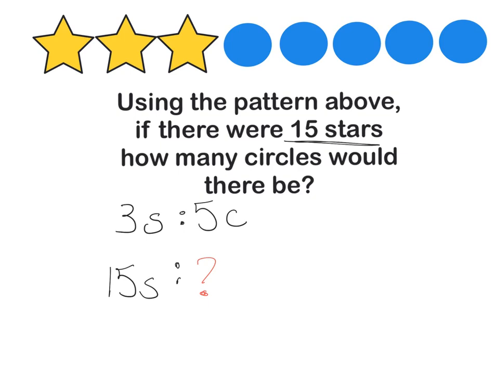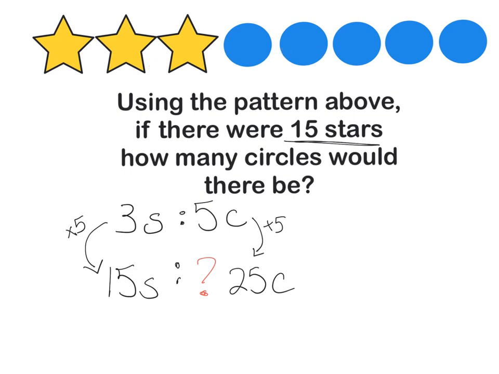And this pattern would need to be the same. So what you would see is that 3 times 5 will give me 15. So you should be thinking 5 times 5 gives me 25. So I would have 25 circles in this problem. And what you could think is, if I wrote this line again, that would be 6 stars.